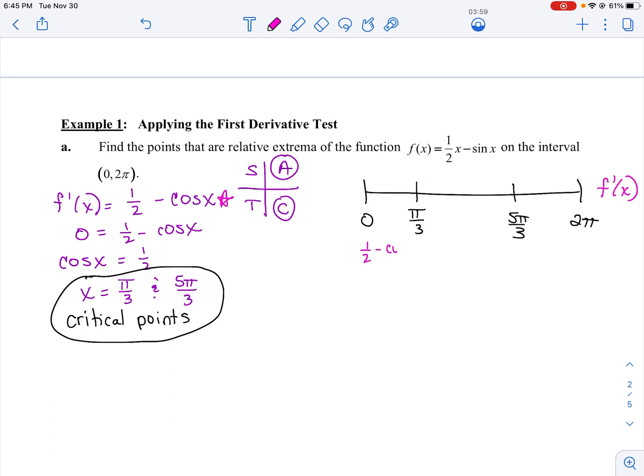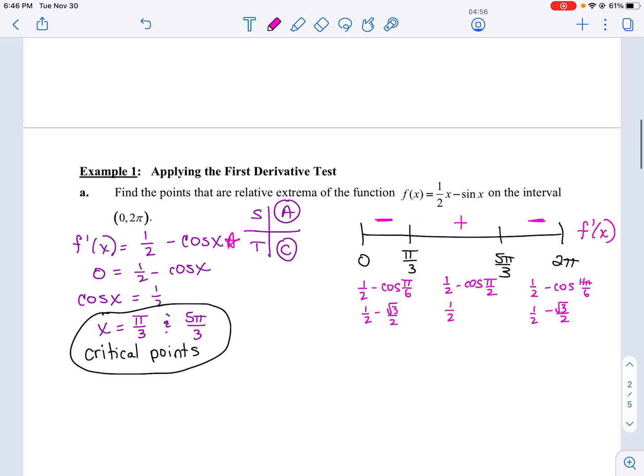I would do 1/2 minus cosine, and let's pick a value, let's say pi over 6. So that's 1/2 minus radical 3 over 2. Can you tell just looking that that is actually negative? Then let's pick a value between pi over 3 and 5 pi over 3. So pi over 2 might be nice. That's 1/2 minus 0, which is 1/2, so that's positive. Then let's pick a value between 5 pi over 3 and 2 pi, so let's say 11 pi over 6. That's 1/2 minus radical 3 over 2. That's fourth quadrant, so that is negative.